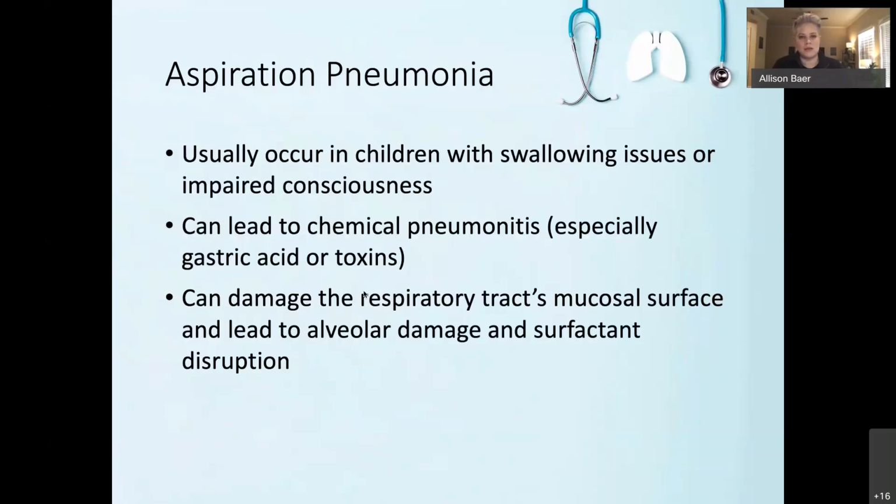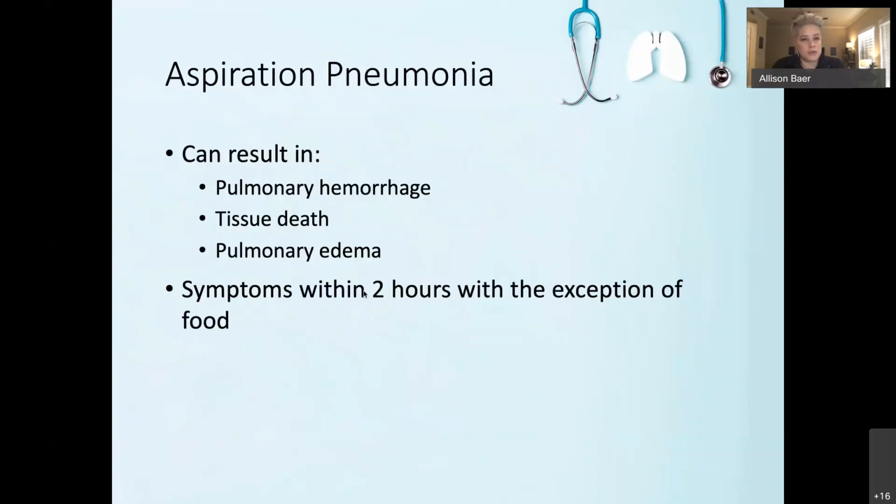But usually if it's an aspiration pneumonia, it can lead to a chemical pneumonitis, because if it's gastric acids or toxins, you have something that can eat away at the lining of your airways, in addition to all the other inflammatory responses that happen. So it damages your mucosal surface, leads to alveolar damage, impacts your surfactant and everything. It can result in pulmonary hemorrhage. Depending on how much it's eating away, it can get to the blood vessels and cause hemorrhaging. Obviously, tissue death. Pulmonary edema is probably the least worst thing it causes, but you're usually going to see that.